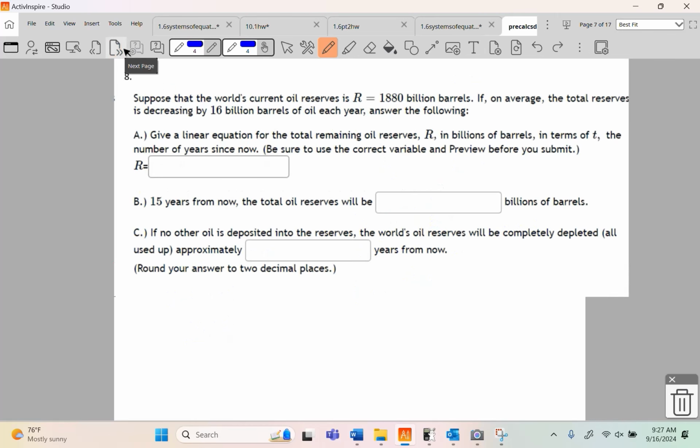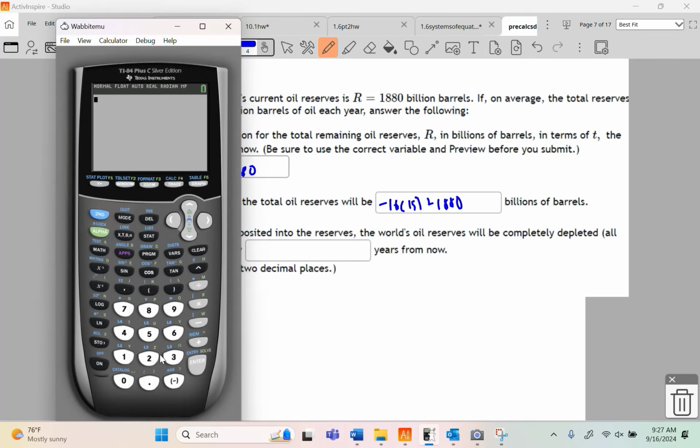All right, number 8, suppose that the world's current oil reserves is 1,880 billion barrels. If on average the total reserves are decreasing by 16 billion barrels of oil each year, answer the following. Give a linear equation for the total remaining oil reserve in billions of barrels. These questions are all incredibly wrong in terms of the number of years since now. So our slope here is that we're losing 16 billion barrels. Let me say use t plus the initial 1,880 billion barrels. 15 years from now, the total reserves will be blank. Well, that's going to be negative 16 times 15 plus 1,880. Let's make sure I don't make any mistakes.